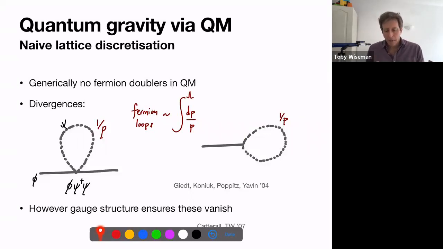However, in the gauge theory, these interactions vanish because of the structure of the vertices due to the gauge symmetry. So it's a bit like in QED where these tadpoles don't contribute because of the gauge structure. And it's the same thing here.